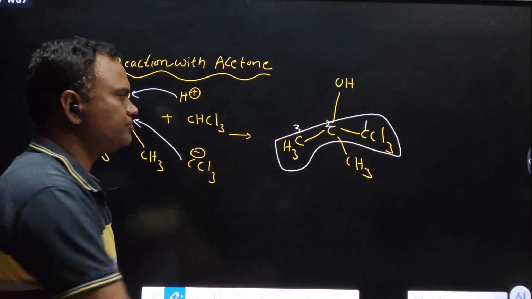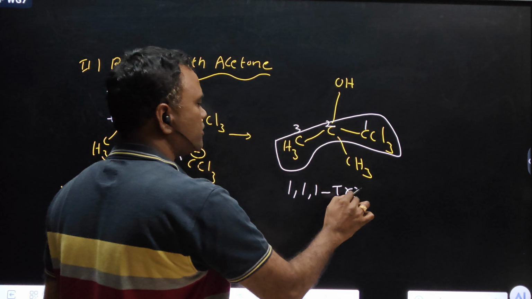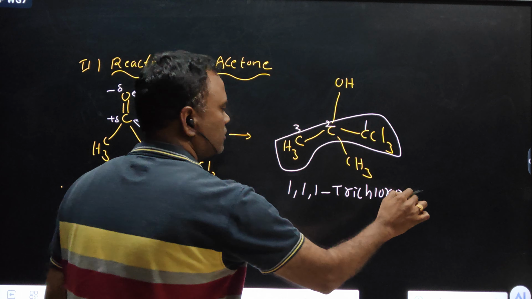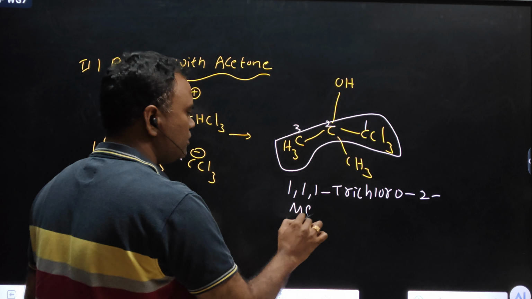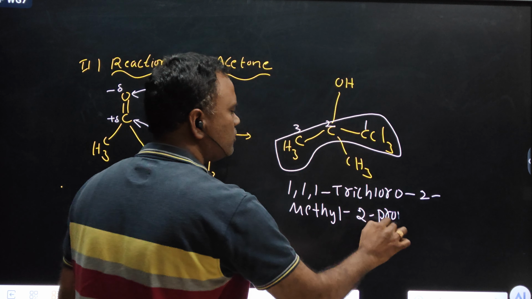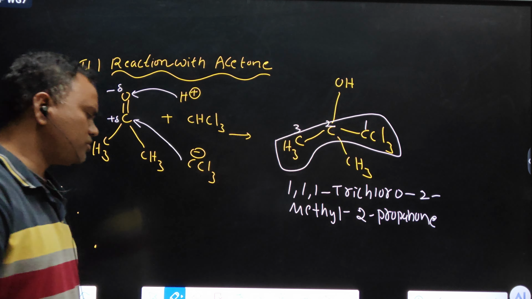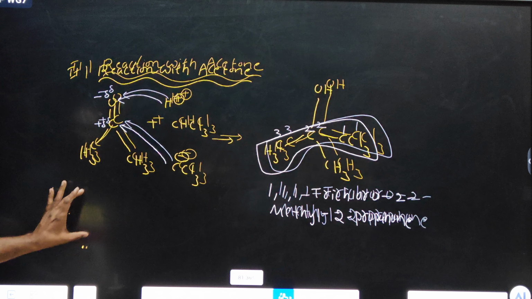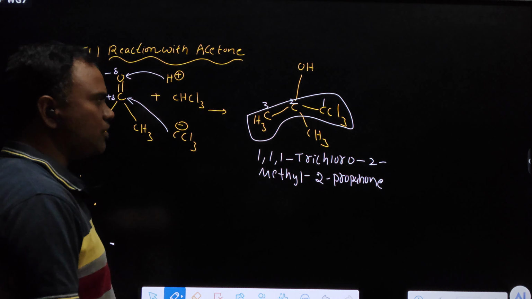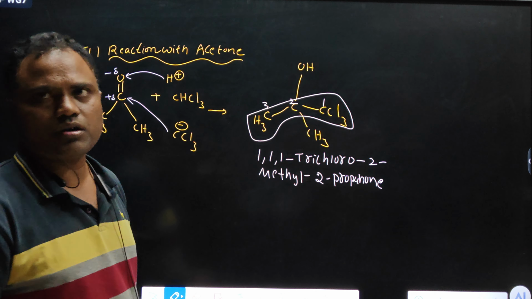Second position: 1,1,1-trichloro-2-methyl-2-propanol. Okay, you can manage the IUPAC name, no problem. But the problem is with common names. What is its common name? Anybody?